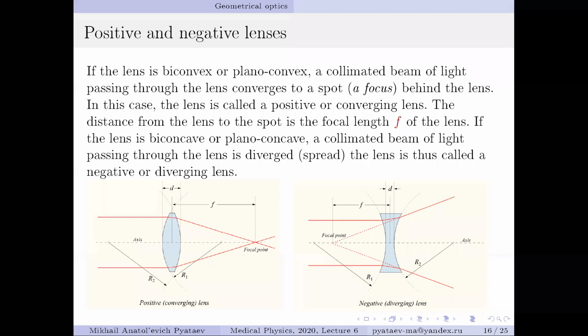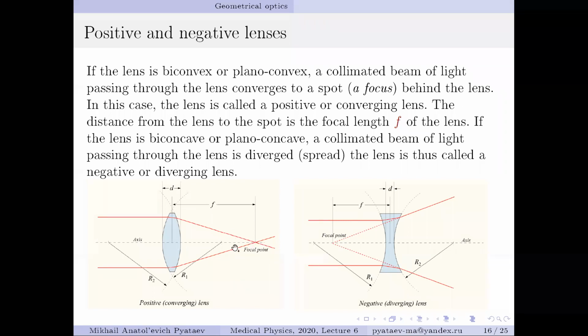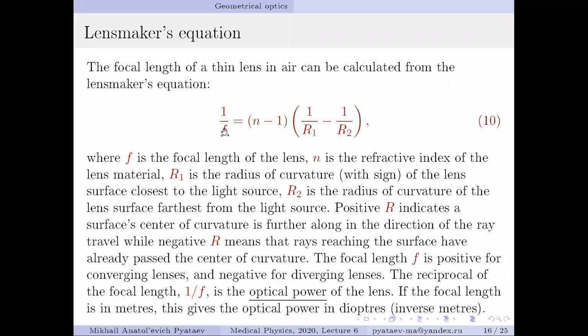I have told already that using Snell's law we can find the distance between the lens and the focal point. So this distance, which is called focal length, can be found from Snell's law, and it is given by this equation, which is called the lensmaker's equation. Here R1 and R2 are the radii of curvature of the surfaces of the lens, and n is the refractive index.